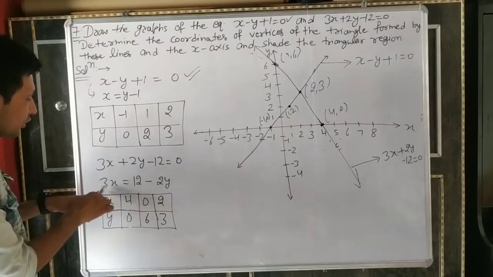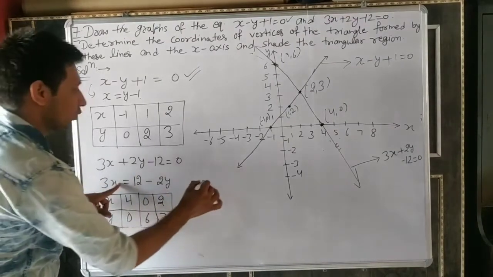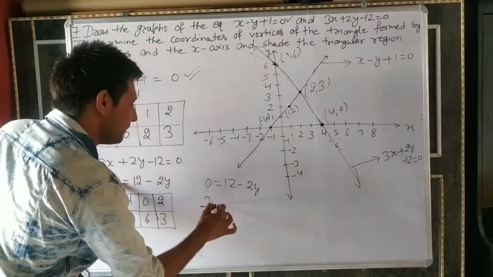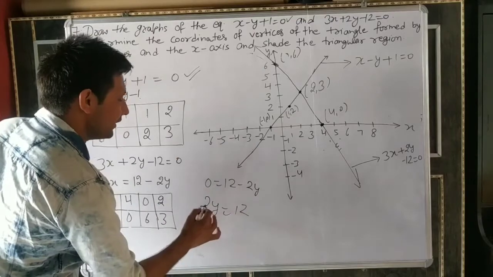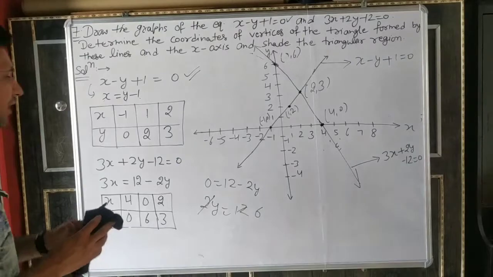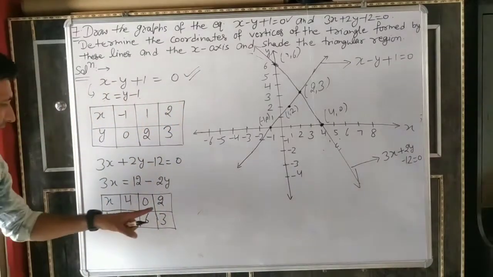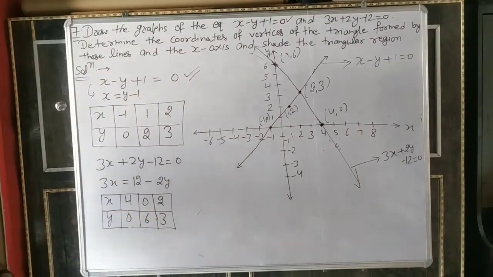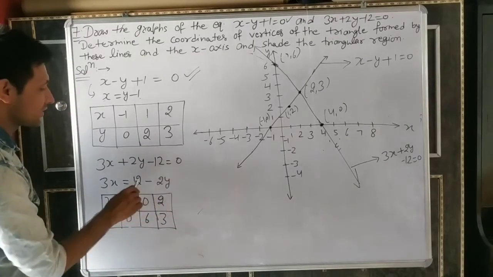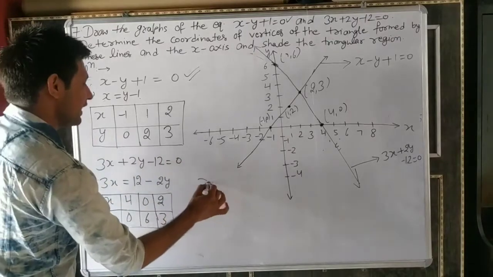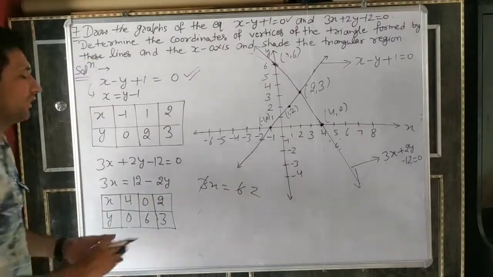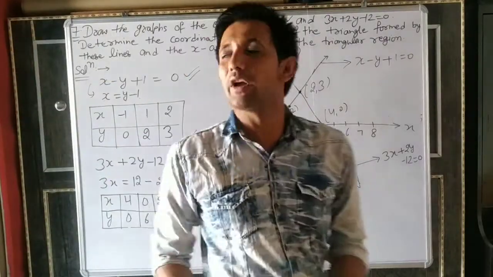Now you can put x as 0. If x is 0, 3 into 0 is 0, so 12 equal to minus 2y. 2y on the other side positive 12. Divide by 2, cut by 6, so y is 6. Now we put y as 3. 2 into 3 is 6, 12 minus 6 is 6, so 3x equals 6, 3 cancel, 2. So x is 2.